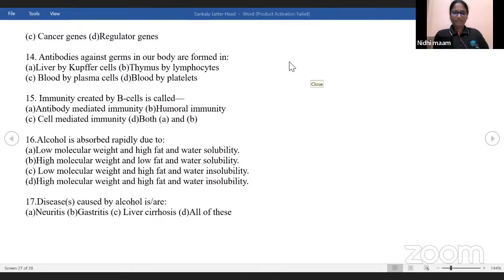High fat, okay, and water solubility, high molecular weight. Very good. Option A, low molecular weight, high fat and water solubility is the right answer. When you study chemistry, you will understand alcohols have lower molecular weight, right? So option A is the right answer.